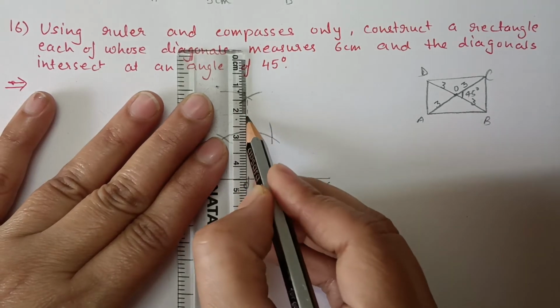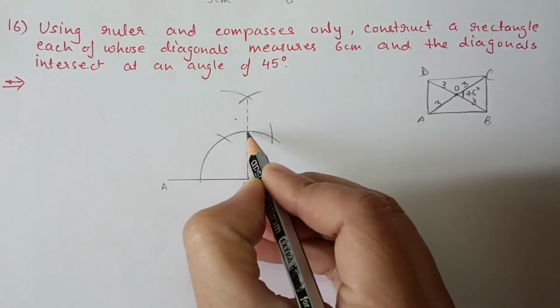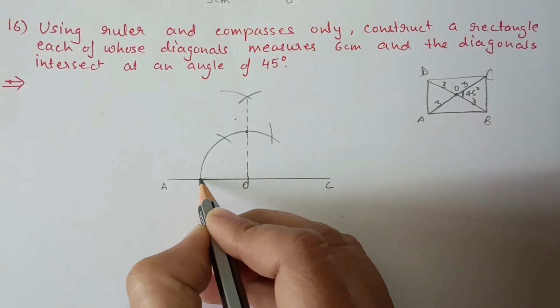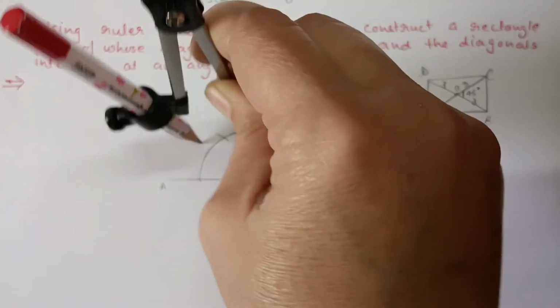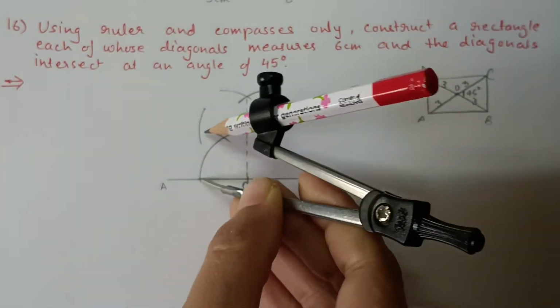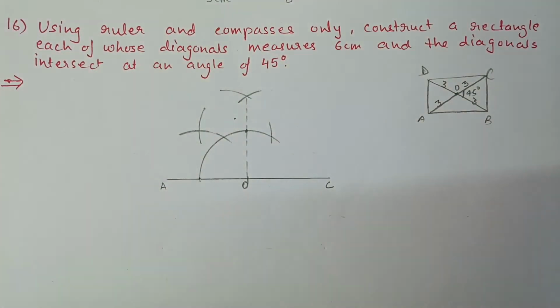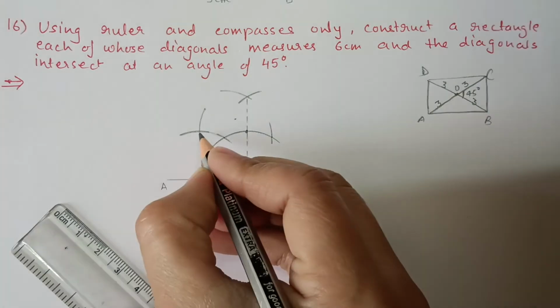Construct this 90 degree with the help of a dotted line. This is the 90 degree point, this is the 0 degree point. So from 90 one arc and from 0 another arc. So this is equal to 45 degree.